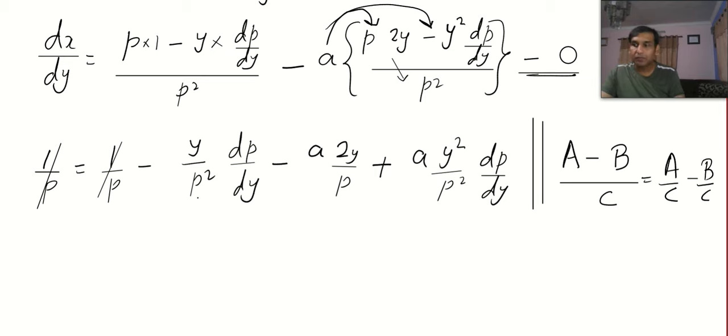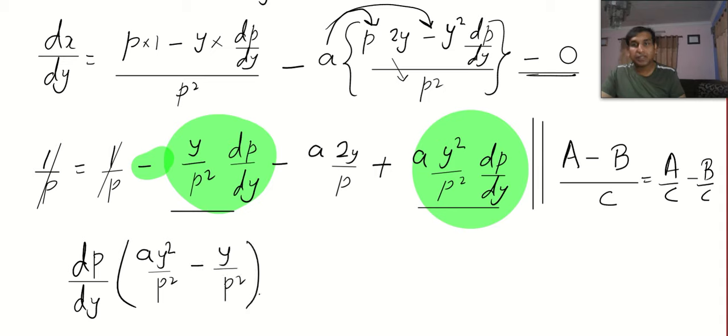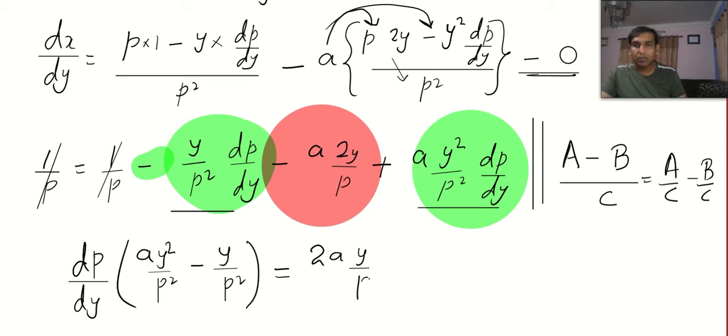So yeah, I think I should take this and this common. So I can see that dp by dy and a y square by p square. Can you see I'm trying to combine this and this? So that will be minus y by p square, and I'll take this to the other side because now the other side became 0. So we get 2ay by p.